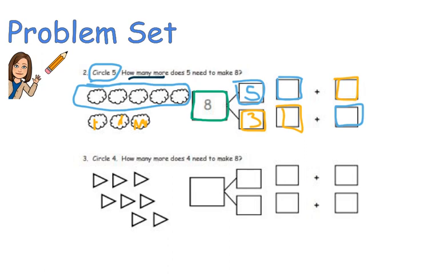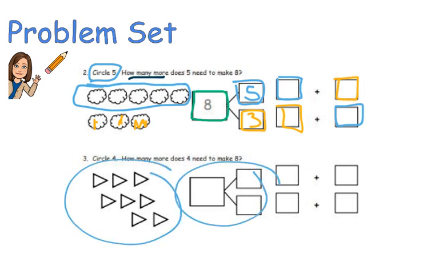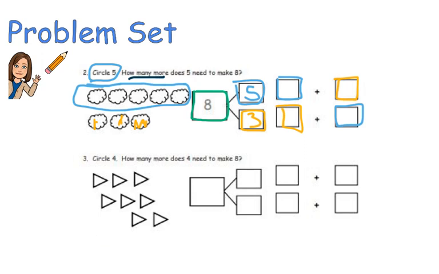Okay, you're going to try this next one by yourself. I'm going to read the problem with you, and then you're going to do the circling, the number bond, and the expressions by yourself, okay? So let's see here. Our directions say, circle 4. How many more does 4 need to make 8? Go ahead, pause your video, and complete this problem.